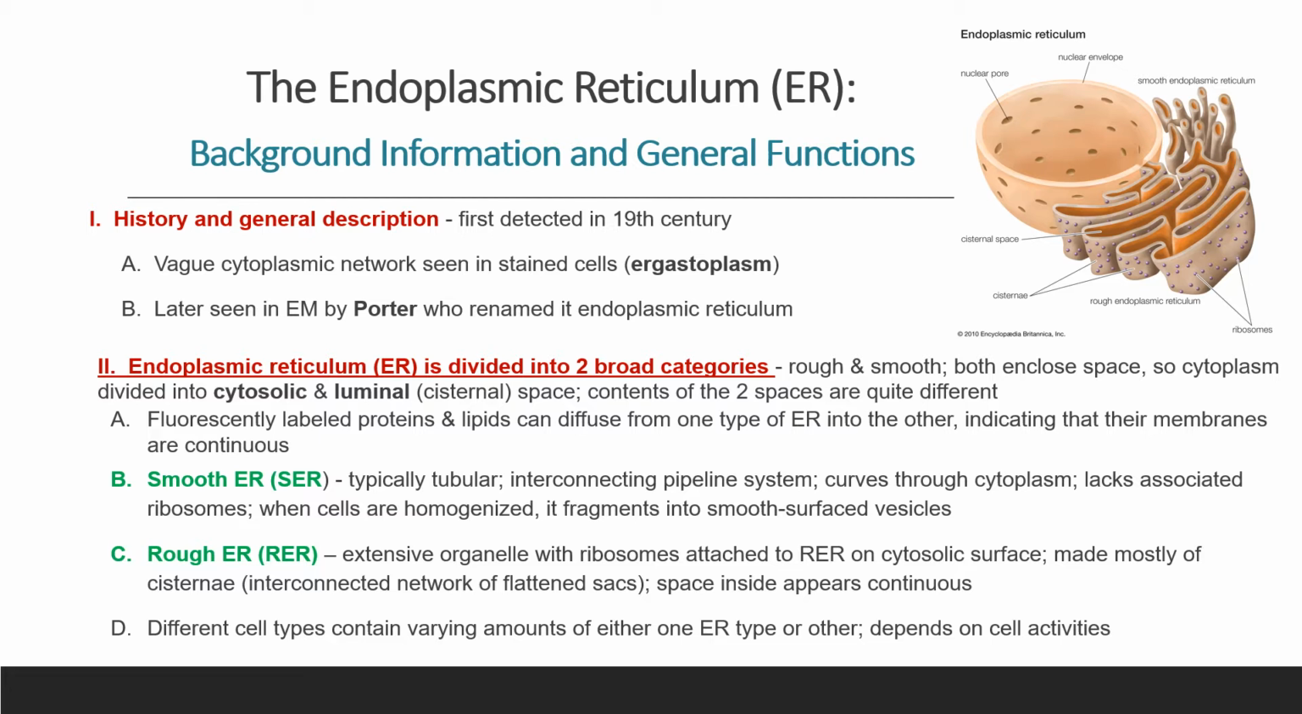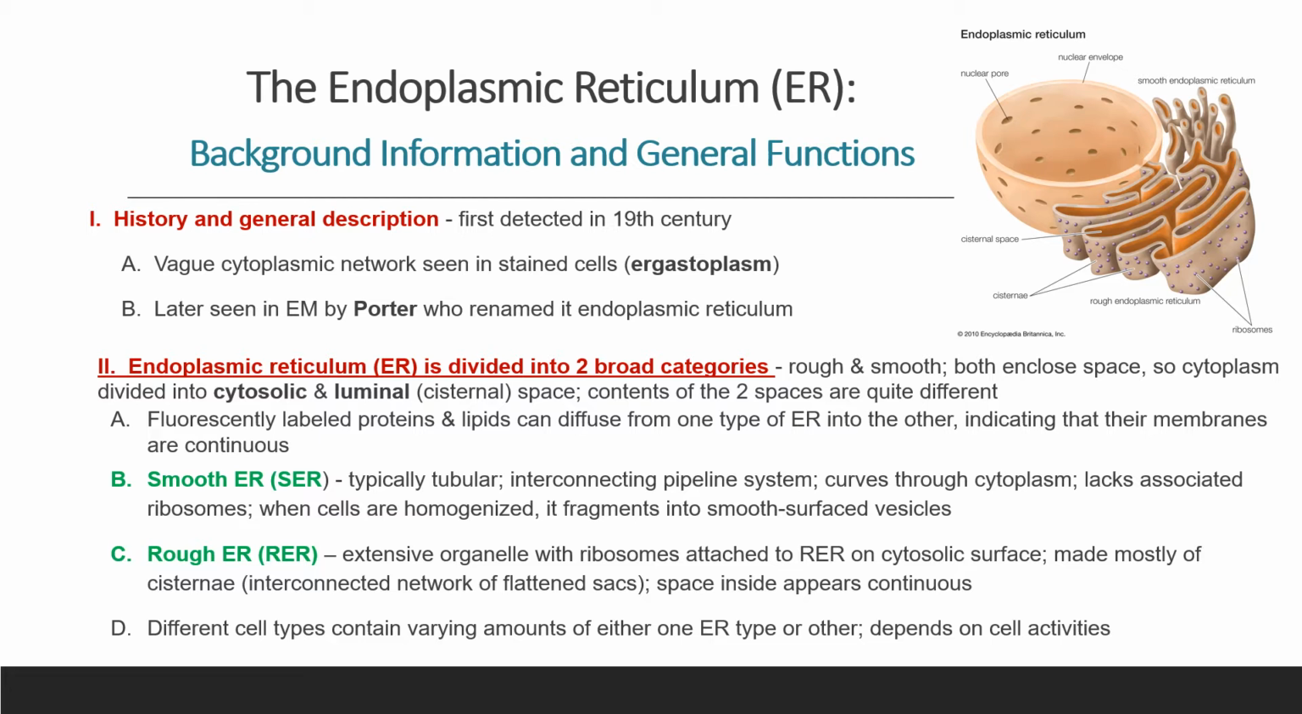The history and general description of the endoplasmic reticulum: it was first detected in the 19th century as a vague cytoplasmic network seen in stained cells, or the ergastoplasm, and later seen in the electron microscope by Porter, who renamed it endoplasmic reticulum.